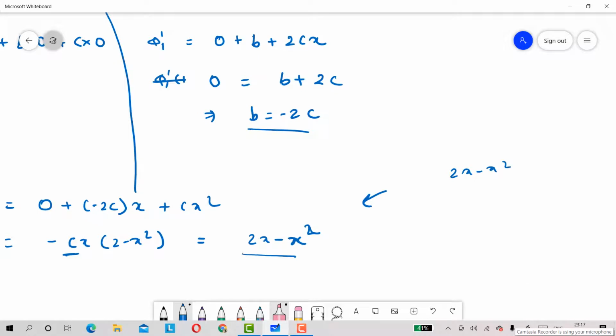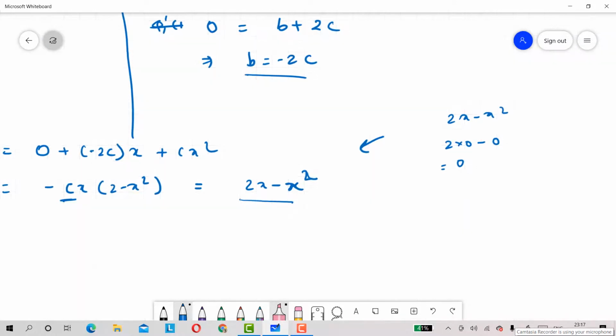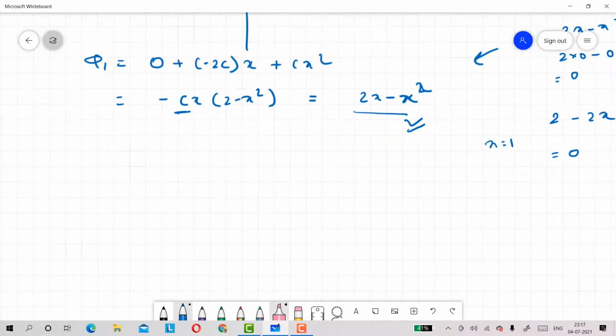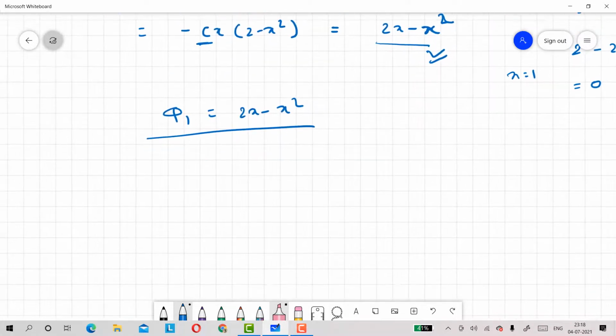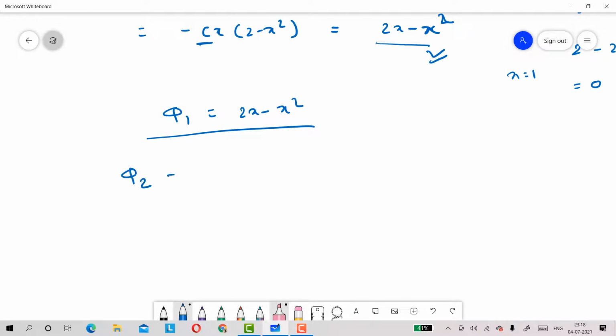If we put 0, it will give a 0 value, and its differentiation is 2 minus 2x, and on putting x equals 1 it will again give 0 value. So both our conditions are satisfied, so we can choose this function. So we get our function phi 1 equals 2x minus x square. Similarly, now we have to calculate phi 2. At least we will calculate for n equals 2. So we are choosing phi 2.